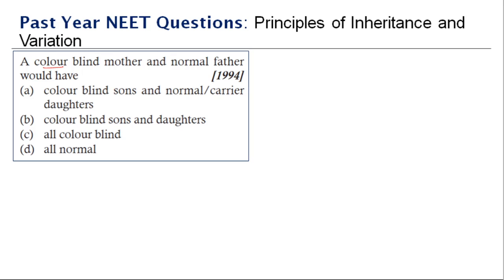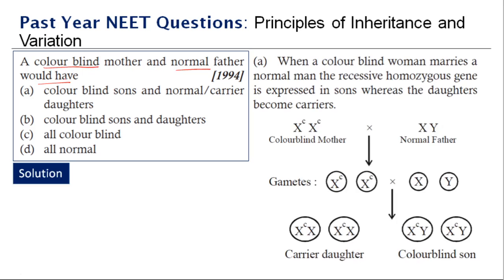A color-blind mother and a normal father would have what? Again, I think we have seen so many questions about this that by now you know these already even without writing. But if there is a confusion, always write. So a color-blind mother and a normal father, and these are the gametes and these are the children. So there are carrier daughters and color-blind sons.